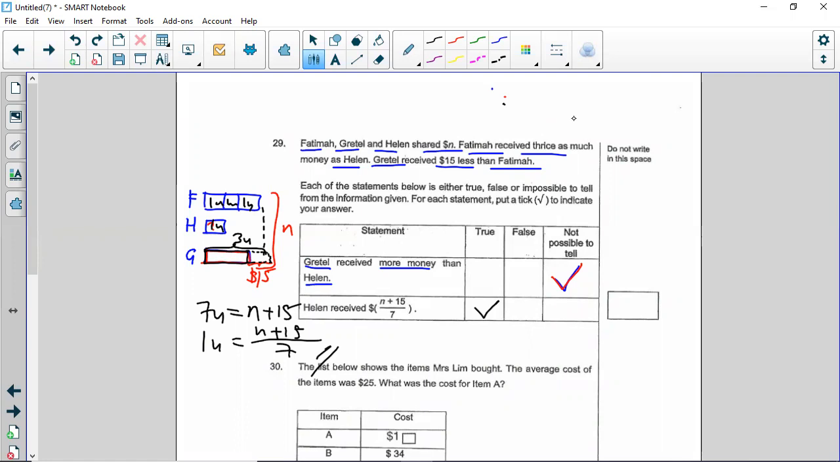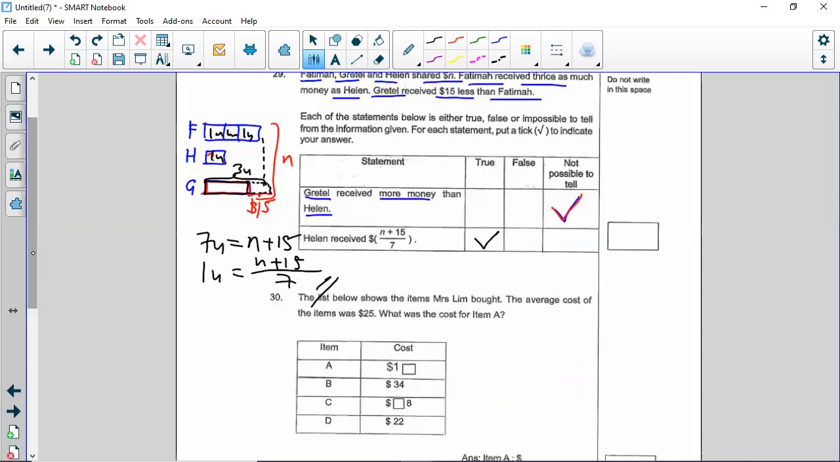Okay, question 30, last question already. Now the list shows the items Mrs. Lim bought. The average cost of the items was $25. So every time you see the word average, you can find the total cost. You take $25 and multiply by how many items, and the total cost will be 100.